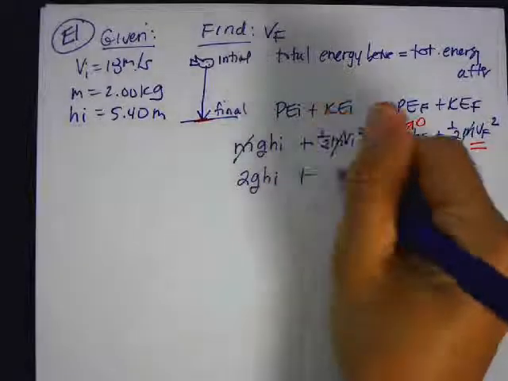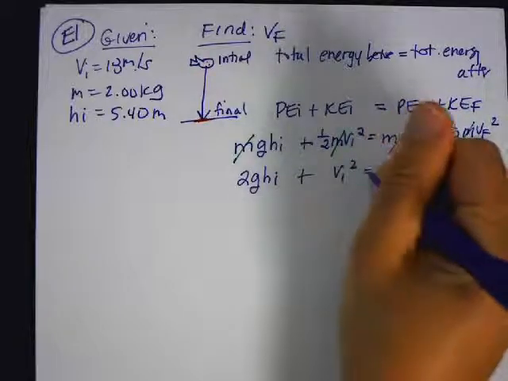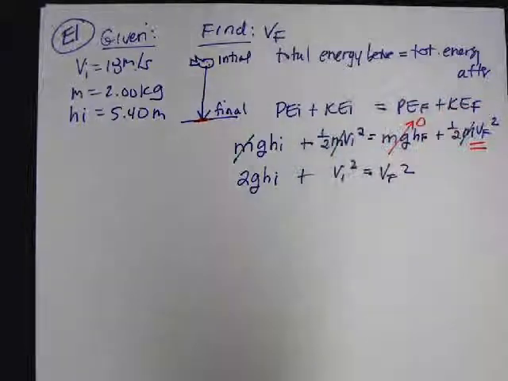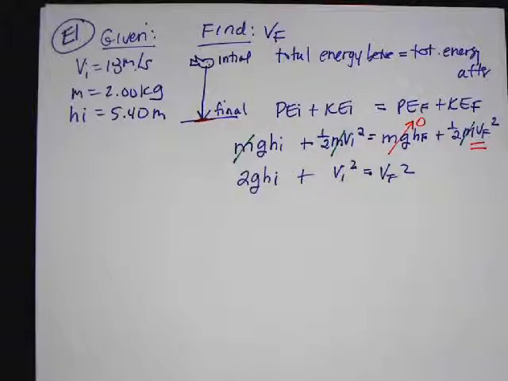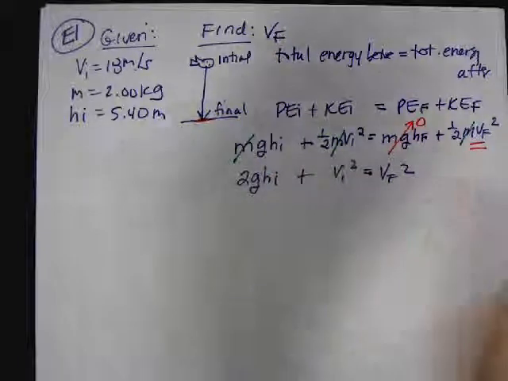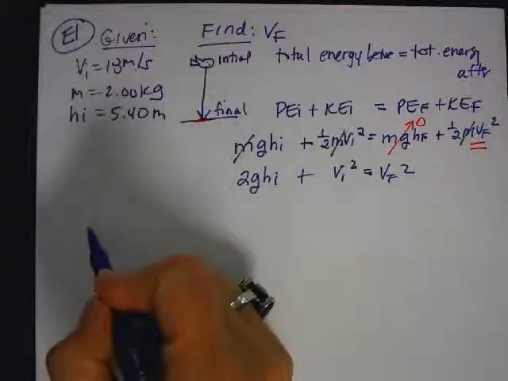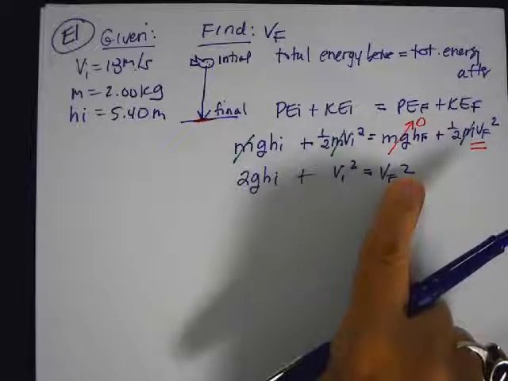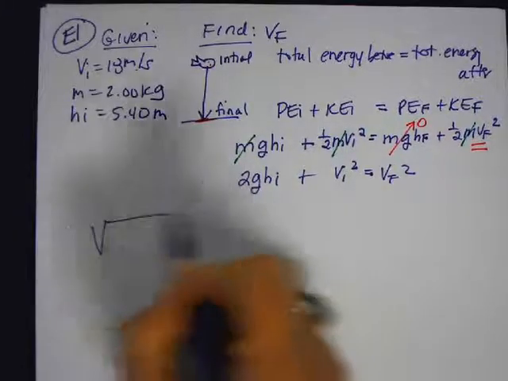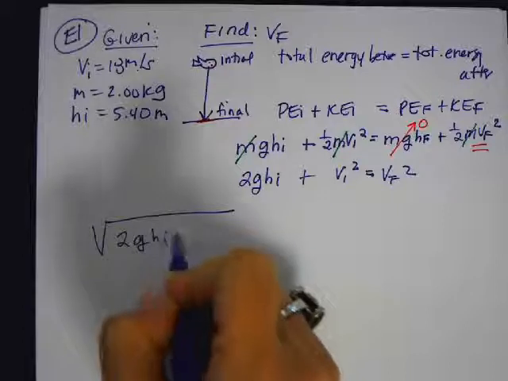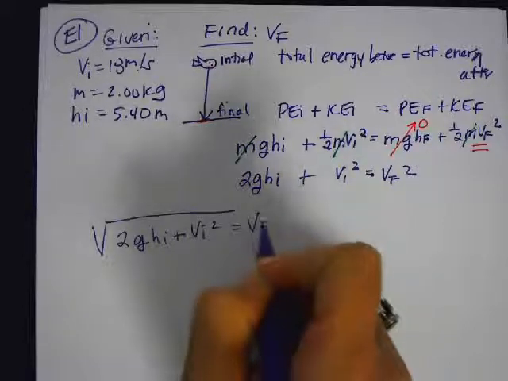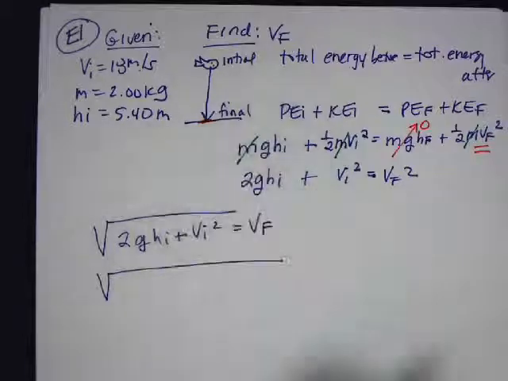So I end up with 2ghi plus vi squared is equal to vf squared. Now it looks a lot easier to solve. We don't want to just start plugging numbers in, because with all these m's and 1/2s you would have a mess. I want to simplify as much as possible and rearrange the equation to solve for the unknown in terms of the known. My unknown is vf. A lot of times people forget, because something's squared, to take the square root at the end. So the square root of 2ghi plus vi squared is equal to vf. Now I'm going to substitute in my values.